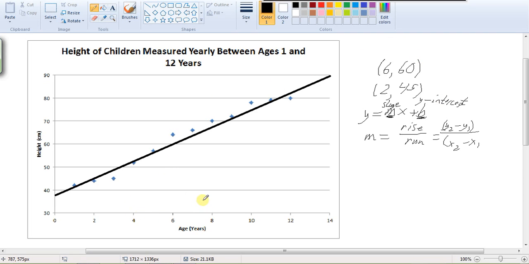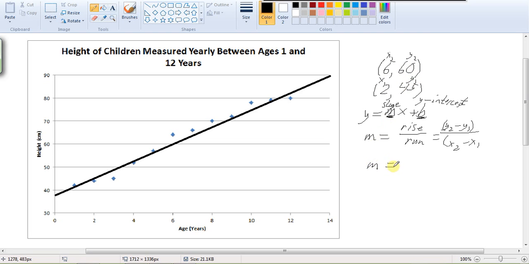And you're going to take the data point that is farthest right as your second data point, right? Because that's what you'd run into last. If I was doing my 2, 45, I'd run into that first. That's your x1, y1. And then if I go over to 6, 60, I run into that second, so that would be my x2, y2. So this would be x2, y2, x1, y1.